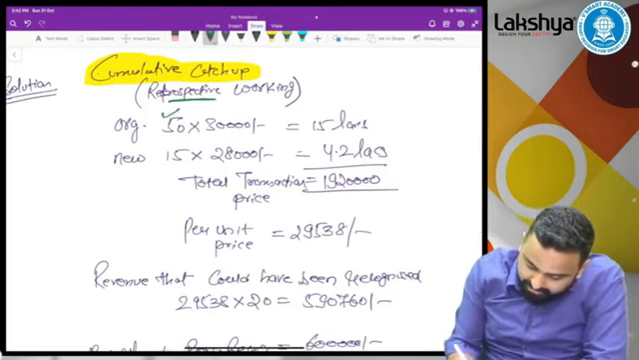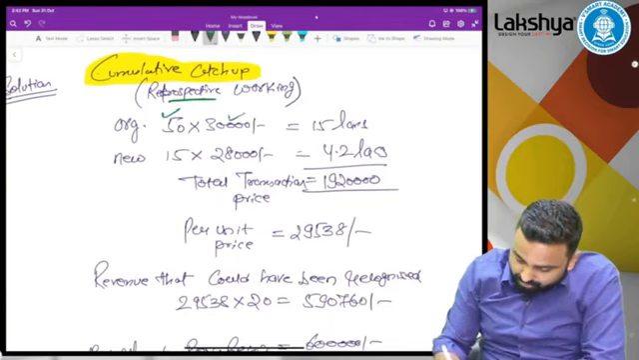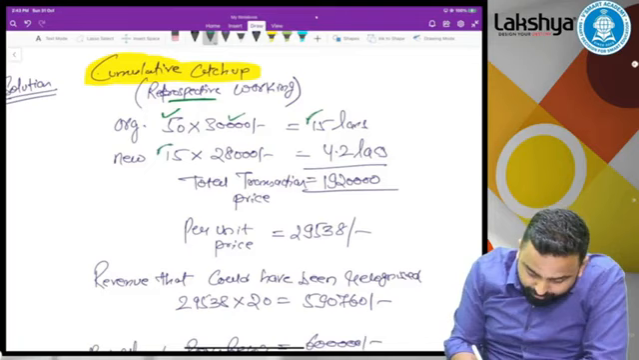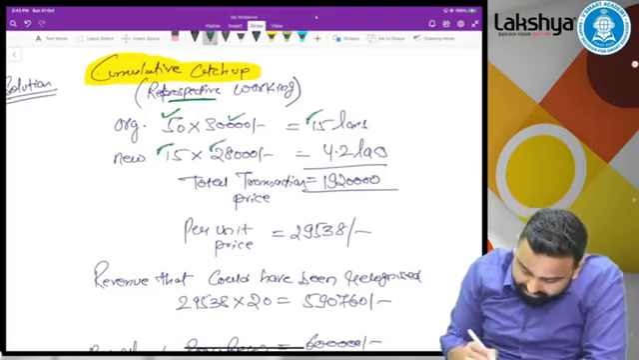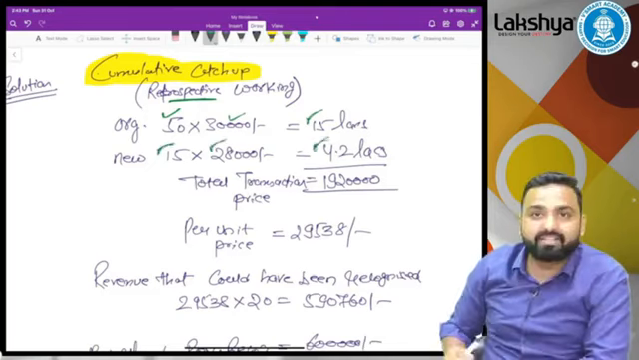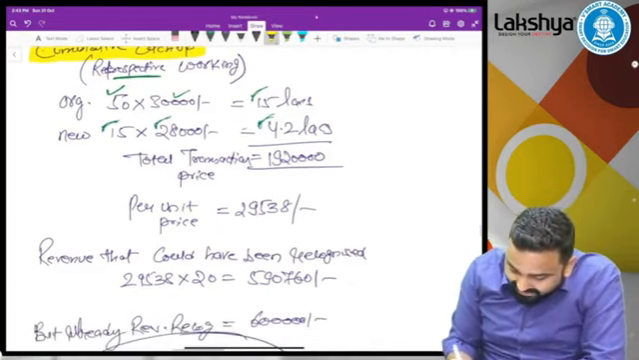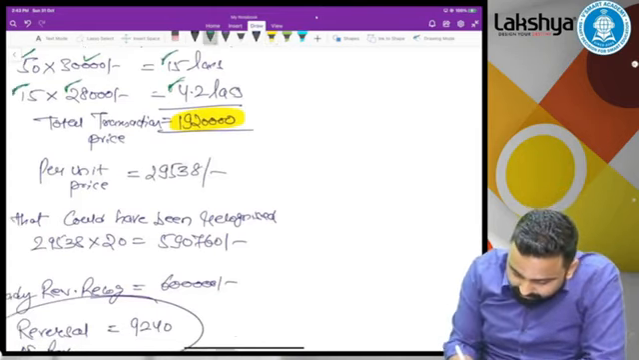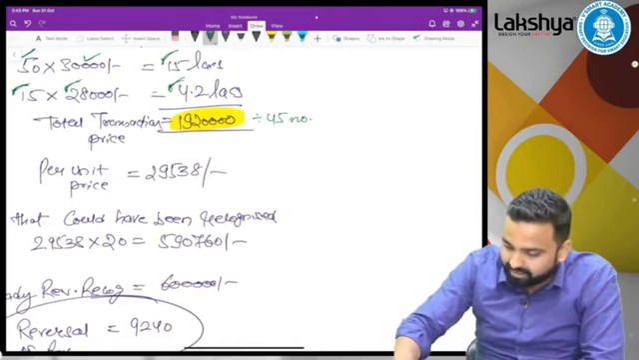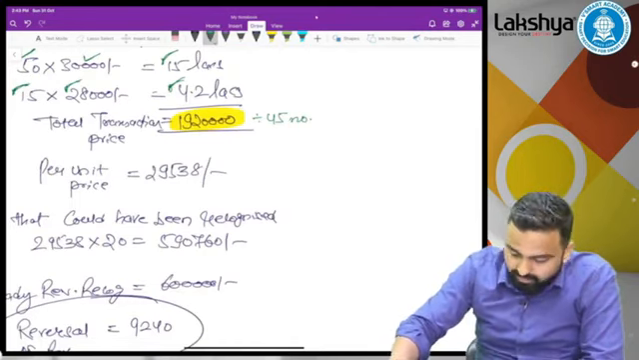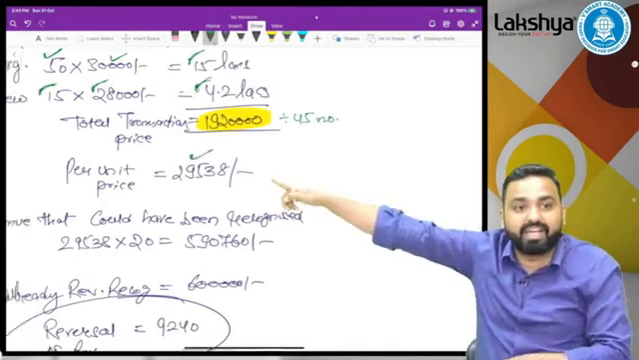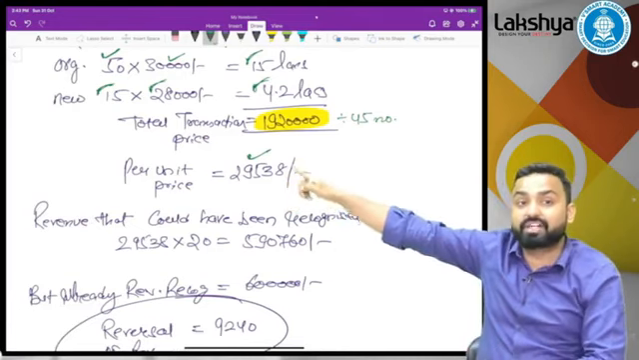Original contract of 50 at 30,000 each, so it is 15 lakh, overall consideration, not revenue. 15 new laptops at 28,000 each, so it becomes 4.2 lakh consideration. So the total transaction price is 19 lakh 20,000. And the 19 lakh 20,000 is divided by the number of laptops, they are not distinct, right? So 19,20,000 divided by 65 becomes 29,538, the revenue which we should recognize per laptop.